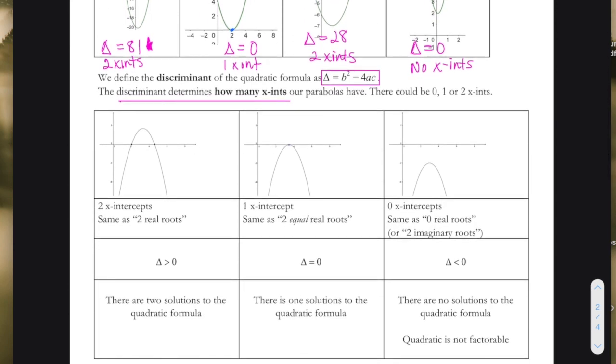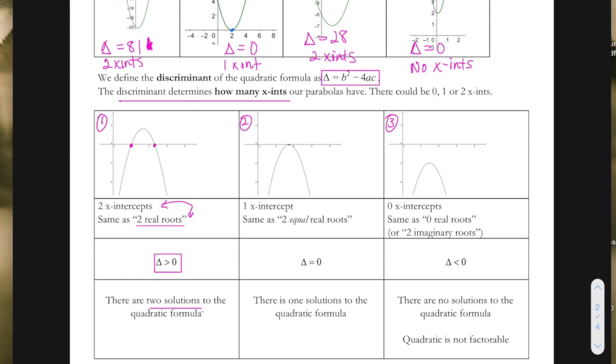So actually let's just go over this table. I've given the 3 different cases of the number of x-intercepts we could have. In case number 1, this is when our discriminant is greater than 0, and there are 2 solutions to the quadratic formula. That means that we have 2 x-intercepts. Just to make you aware, you might also see this in textbooks as 2 real roots. So 2 x-intercepts and 2 real roots are interchangeable language, and you need to know both of them.